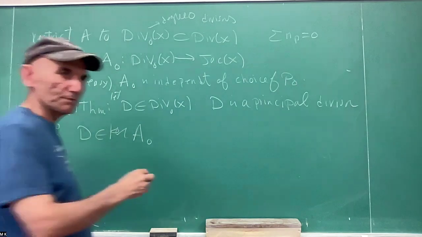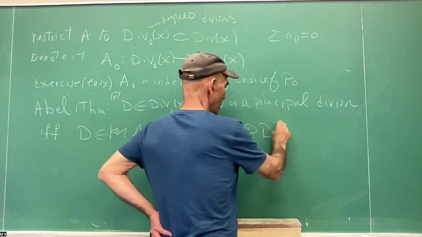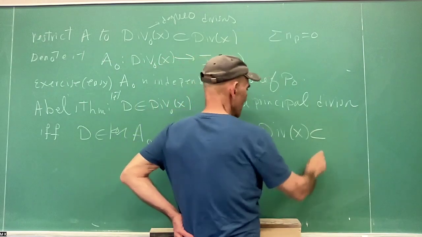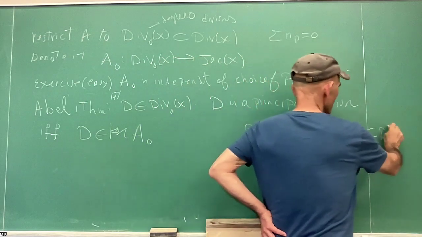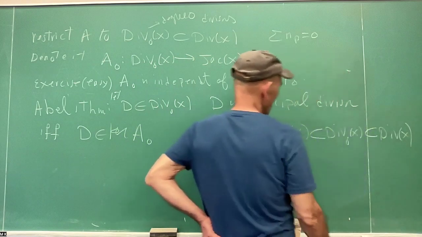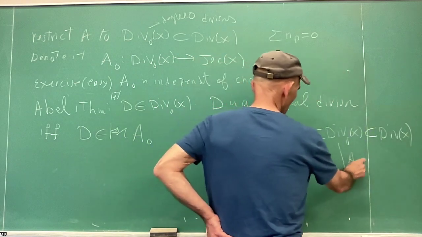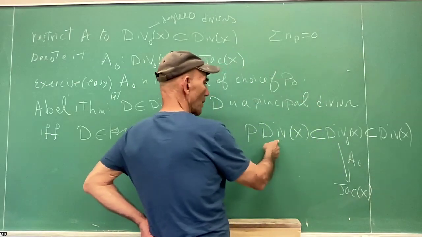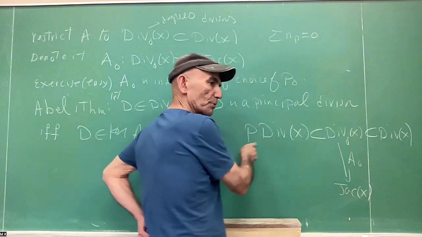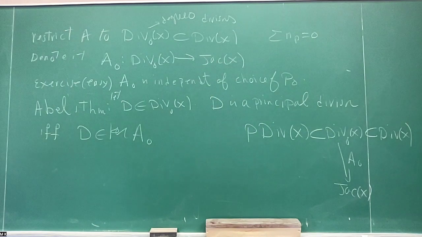So you see, we had the following picture. We had principal divisors inside degree 0 divisors, and this was inside all divisors. So we have this A0 here into Jac X. Now we want to see when something is in the kernel. The kernel is exactly principal divisors. You remember the principal divisors, right? What was the principal divisor? It's the divisor of a function, a non-constant meromorphic function, right?